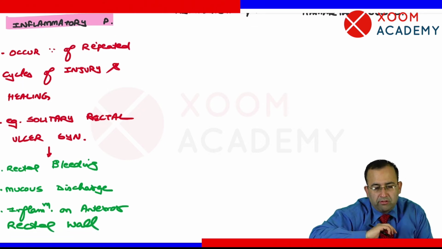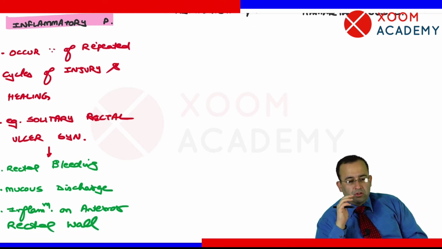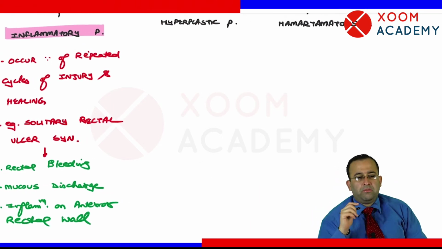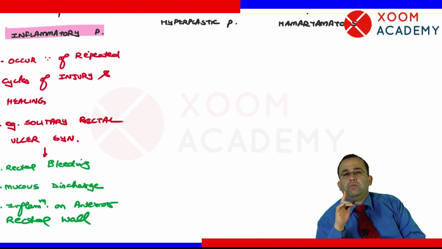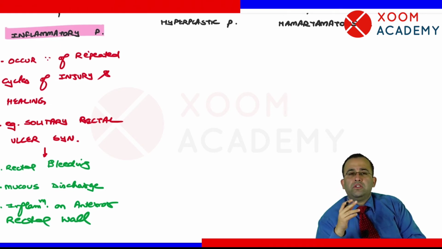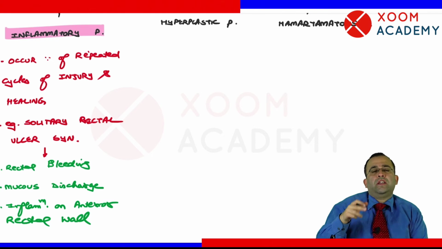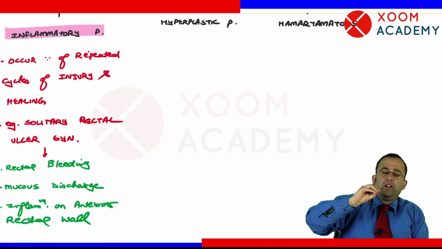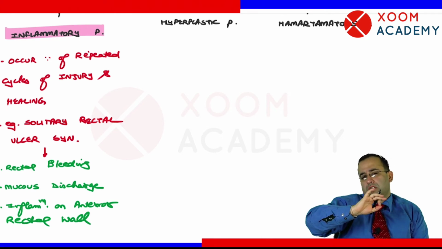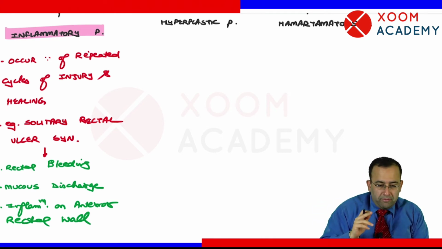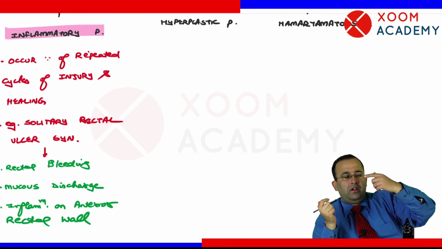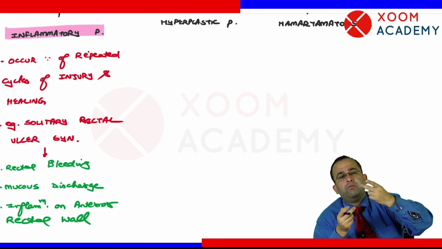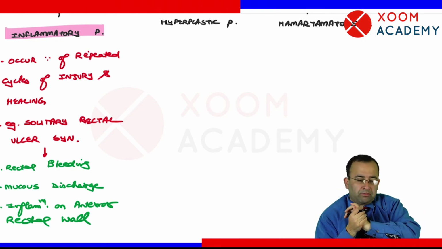This is an inflammatory polyp. So the first non-neoplastic polyp is an inflammatory polyp. It is happening because of inflammation, because of repeated cycles of injury and healing. The classical example of this is solitary rectal ulcer syndrome, which is a clinical triad of rectal bleeding, mucus discharge, and inflammation. Very obvious.